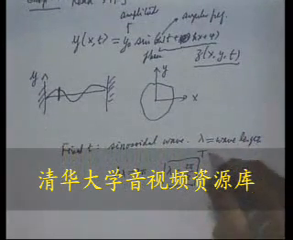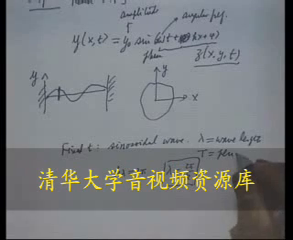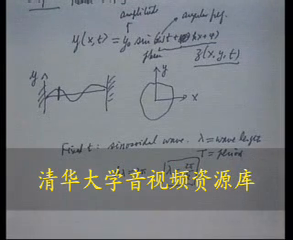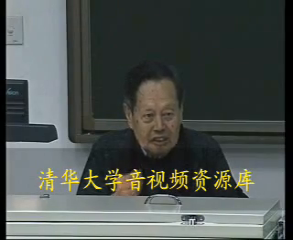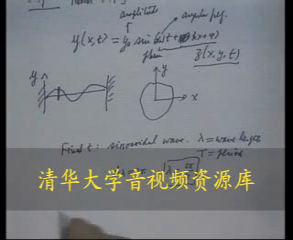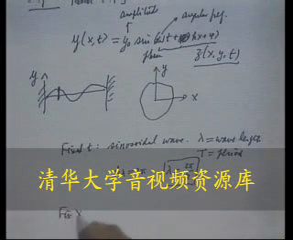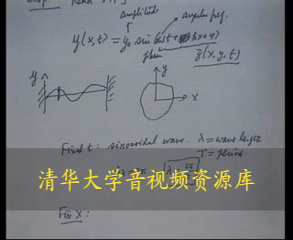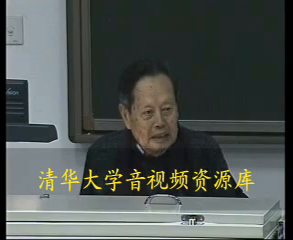T is called period. Period means for a fixed point, fix x. Then when t increases by capital T, by the period, the phase should increase by 2 pi. So omega times T is equal to 2 pi. So therefore T is equal to 2 pi over omega.